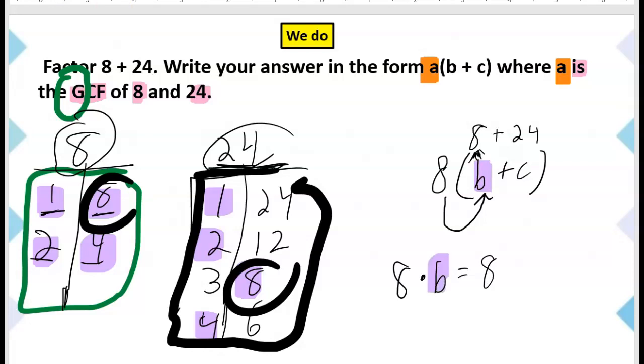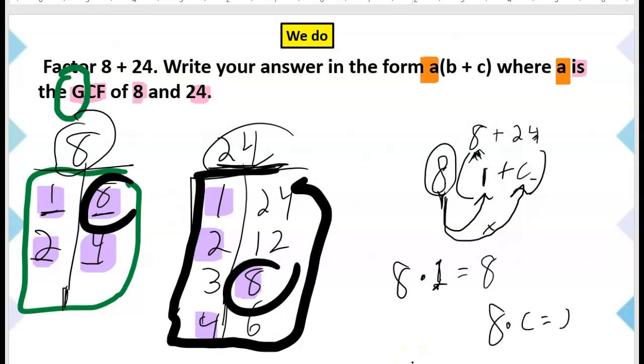1. So really, the role of B is going to be played by the number 1. So we're going to put a 1 here because 8 times 1 is 8. Now that's our wink. Now let's do a smile. 8 times C equals 24. What do we multiply 8 by so that we end up with 24?